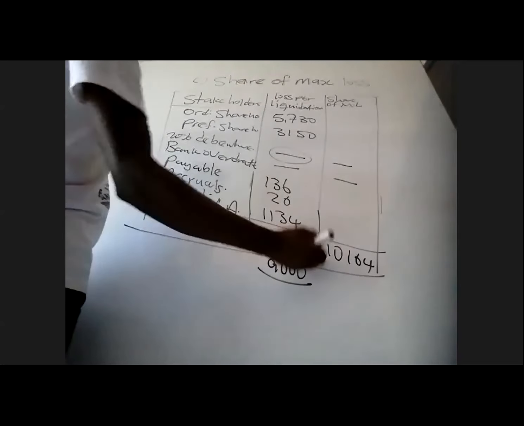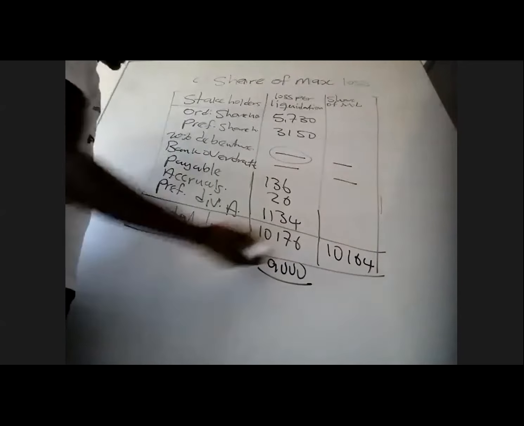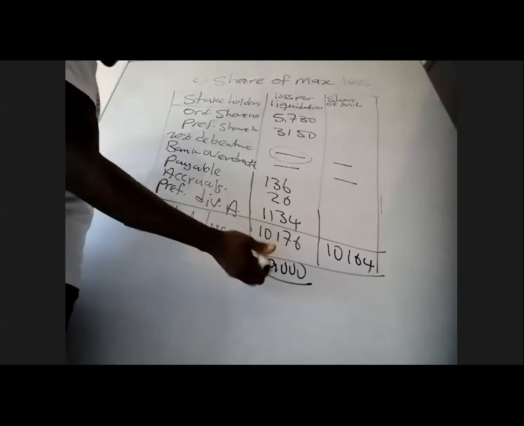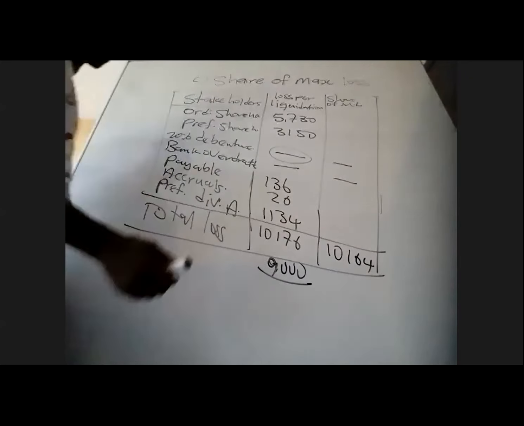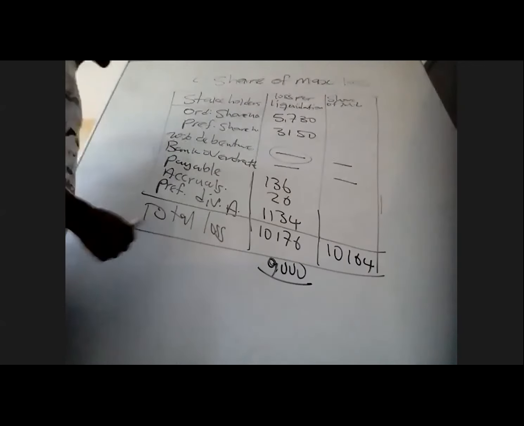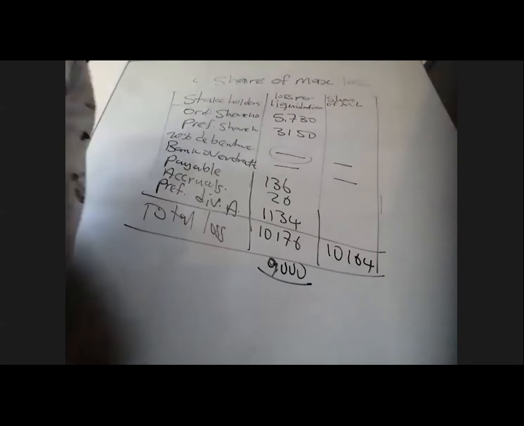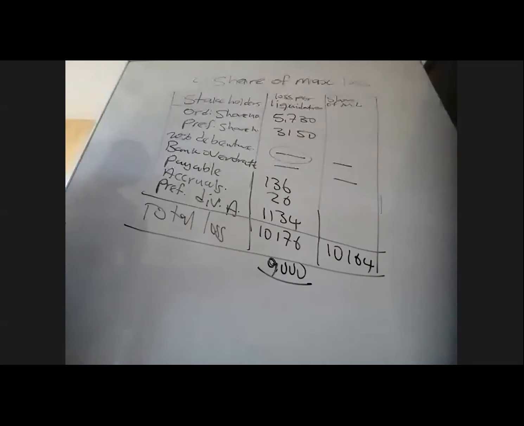Now, how do we share 10,000 among these people? They should liquidate, because if you liquidate, the loss is 9,000. It's far cheaper to liquidate than to continue the business and claim the 10,000 loss. Except if some of the ordinary shareholders or the preference shareholders are willing to lose more and bring more. Good.